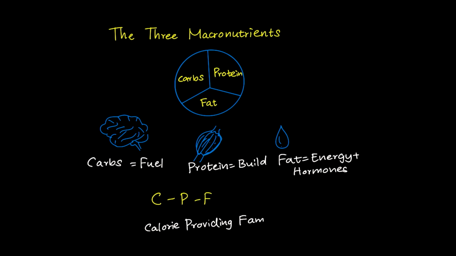Here's a D440 OA exam tip for you. When the question asks which group supplies calories, pick the option with carbs, protein, and fat. Quick recall hook: CPF, the calorie-providing family.